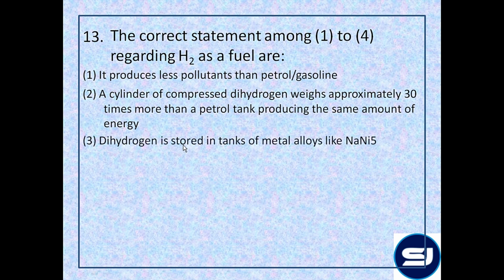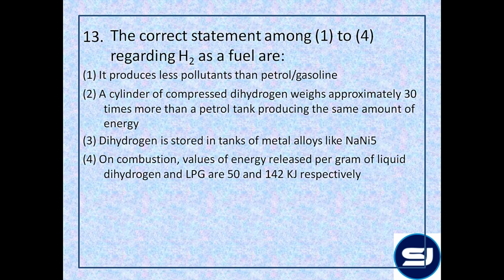Dihydrogen is stored in tanks of metal alloys like NaNi5. Yes, this is also a correct statement. On combustion, values of energy released per gram of liquid dihydrogen and LPG are 50 and 142 kilojoules respectively. This is a false statement because the values given should be interchanged for this statement to become correct. Meaning, the values of energy released per gram of liquid dihydrogen is 142 kilojoule and for LPG it's 50 kilojoule respectively.